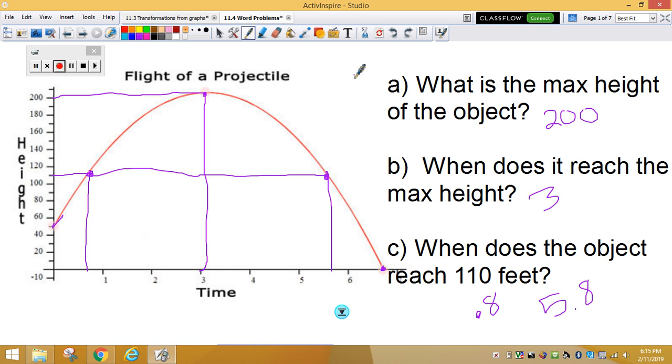Let's do this one too. How long was this one in the air? Again, we're looking right here. It's not quite at 7, so I would guess about 6.7, 6.8. That's how long that one was in the air.